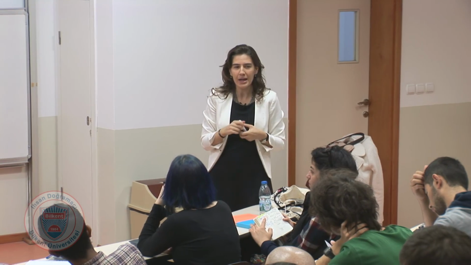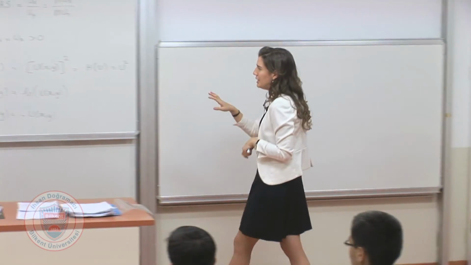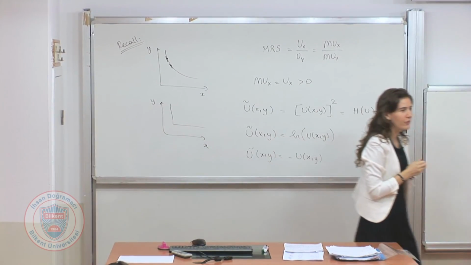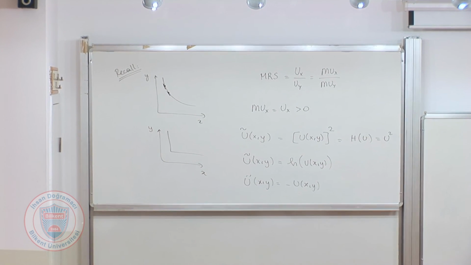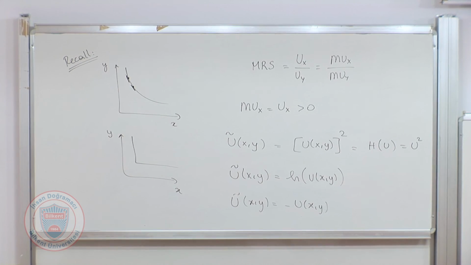But you'll see that when we have concave indifference curves, and actually I can tell you, we need these so that we would have an interior solution, okay? So if we have a concave indifference curve, you'll see that we're going to have a corner solution, okay? So you'll see.